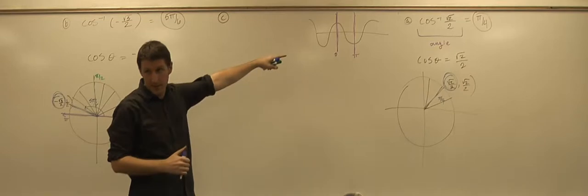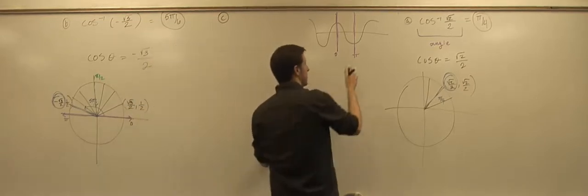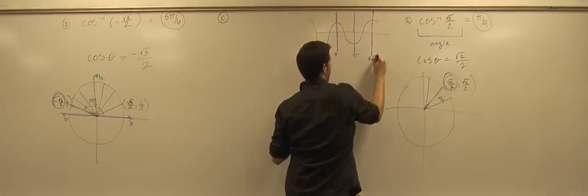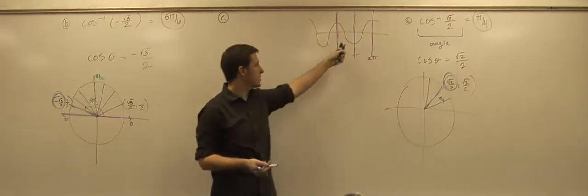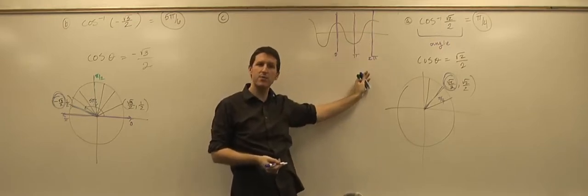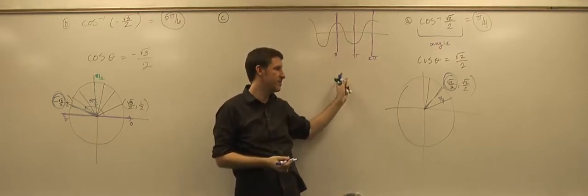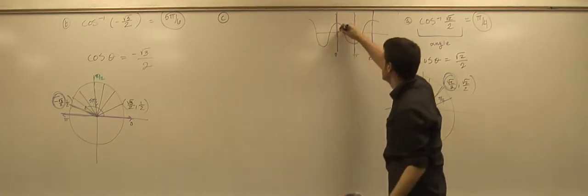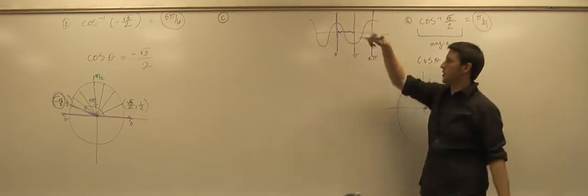This isn't the only interval where cosine inverse can be defined. You could choose pi to 2 pi if you wanted to, and everything would work the same because you pass the horizontal line test there. But no one would ever do that because 0 to pi is easier. The numbers are smaller and it includes 0. So this is the usual choice for where we restrict cosine.